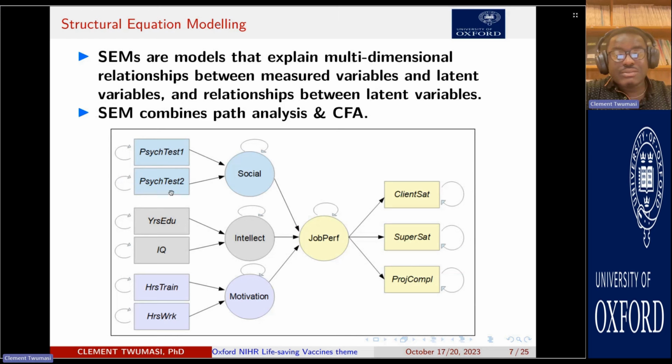So anytime you see a variable in a square or rectangular shape, that is an observed variable, meaning a variable you could easily observe, like some test scores, their IQ, their years of education. It's in a rectangular box because we can observe them. And the ones in the oval or circular shape are the latent variables.